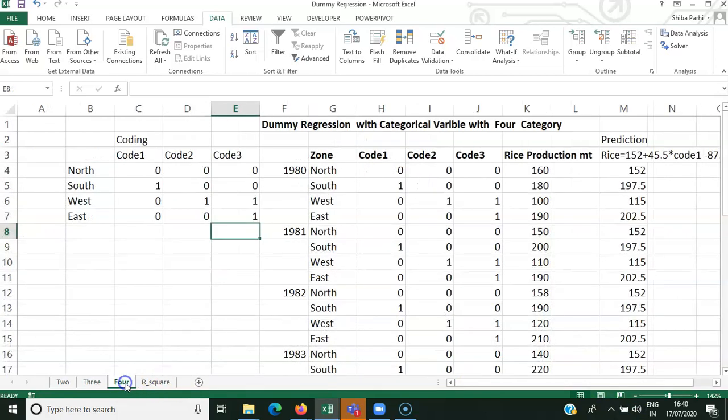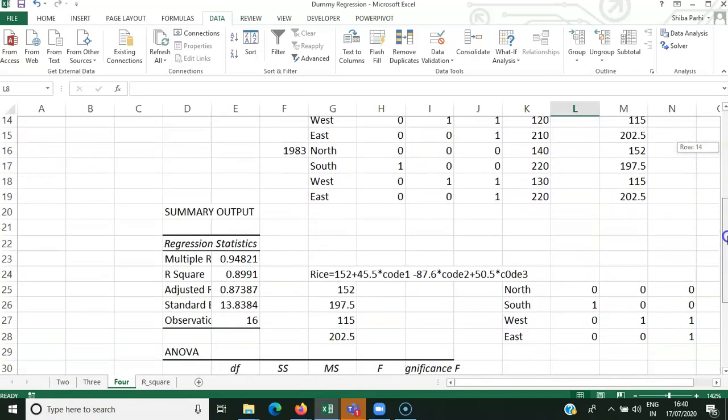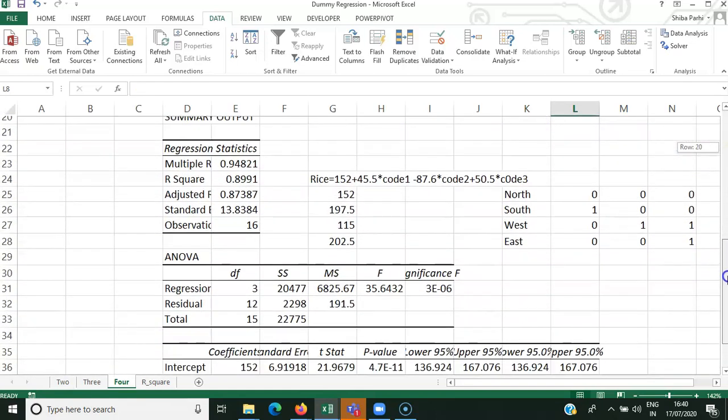Similarly, go to the 4. So 4 different categories I have taken, north, south and so on, and there are 4. So n minus 1 means 4 minus 1, so we need 3 different binary codes to represent. So the base code is the north, and the south is 100, west 011, and by this we got a regression.